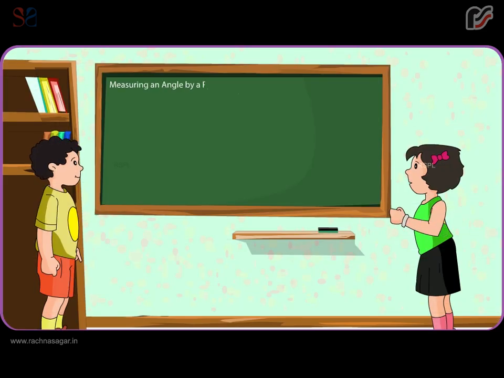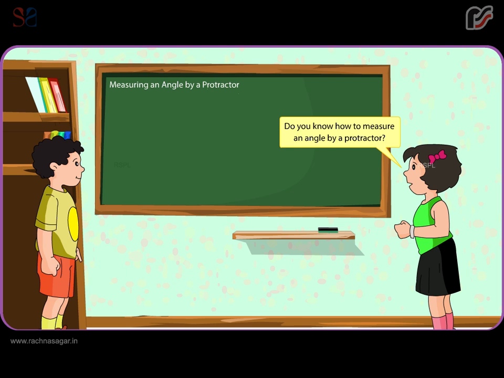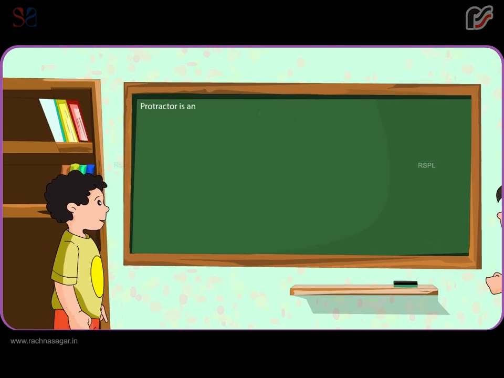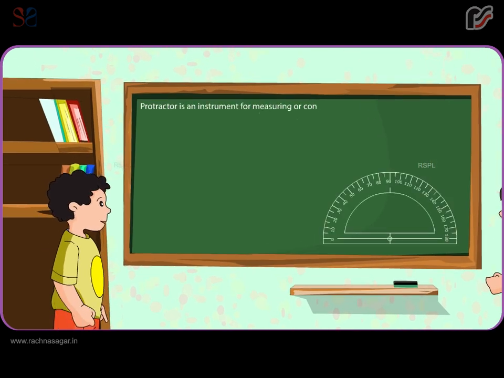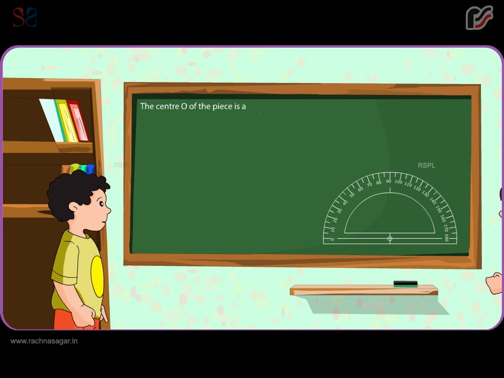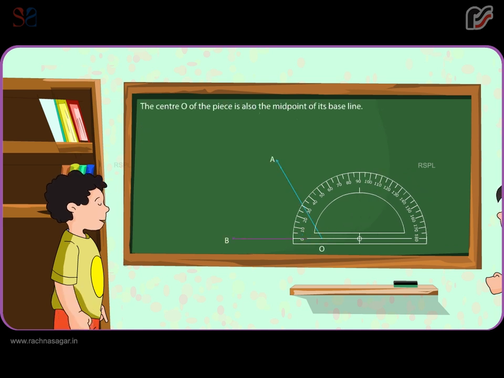Measuring an angle by a protractor. Do you know how to measure an angle by a protractor? Yes, let me explain. Protractor is an instrument for measuring or constructing an angle of a given measure. It is a semicircular piece of metal or plastic, which is marked in degrees from 0 degree to 180 degree from left and right as shown in figure. The center O of the piece is also the midpoint of its baseline.